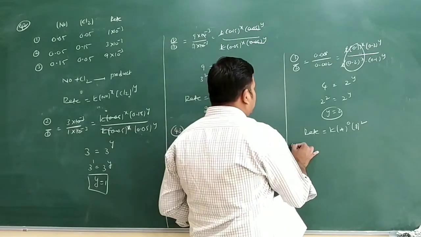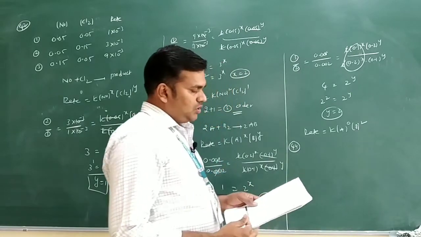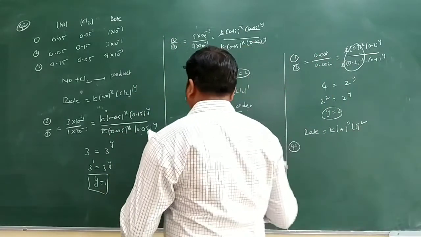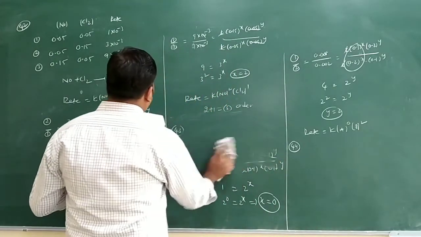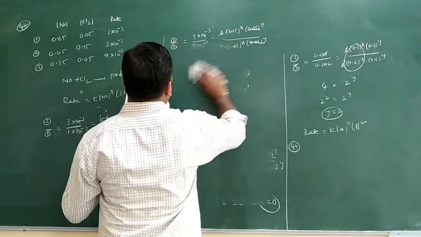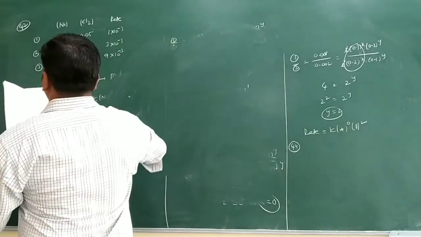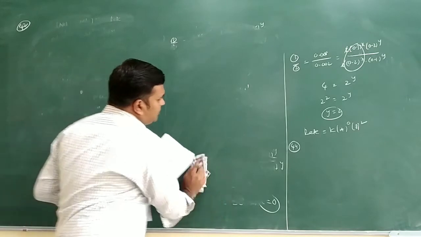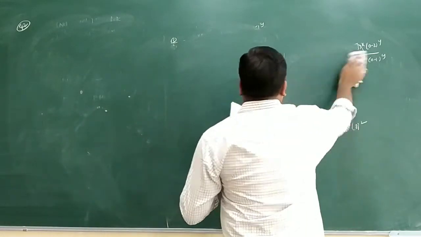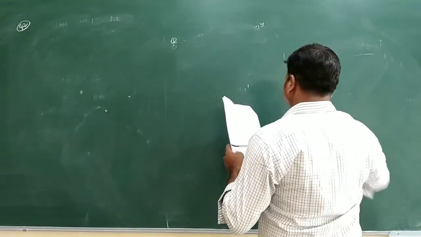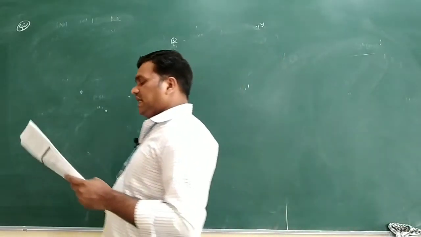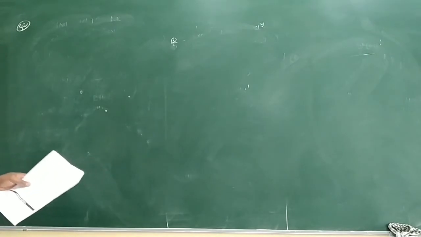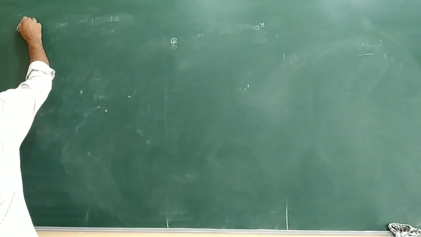Now we will see question number 44. What is given here? In a reaction A plus B plus C gives rise to D, the observations are: rate becomes 2 times when the concentration of B becomes double, the rate becomes 4 times when the concentration of both A and B become double, and the rate becomes 8 times when the concentration of B and C become double. What is the rate expression they are asking?